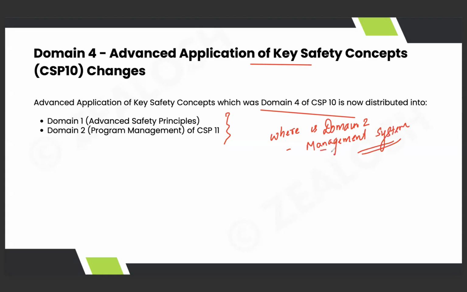But actually, the majority of previous domain 2 went into domain 2 and is named program management. Pradeep, excellent. So you might have noticed that. So domain 1, advanced science and math, is taken out. Domain 4, advanced application of key safety concepts, is name-changed to advanced safety principles. Majority of domain 4 is taken inside it. Now domain 2 has previous domain 2 management systems and some part of advanced application of key safety concepts.